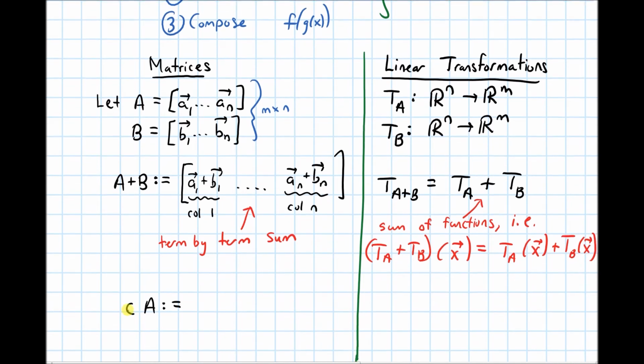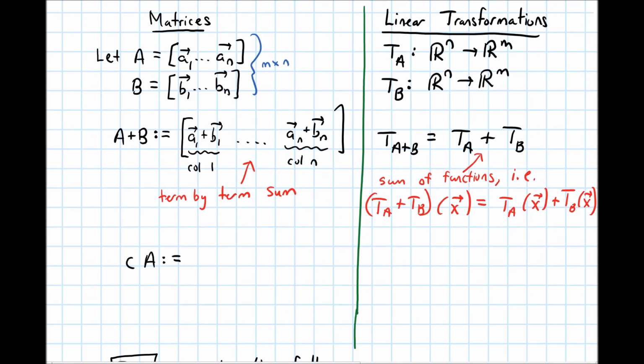Next, let's define what it means to multiply a matrix by some constant c. What you do there is you multiply c by each of the columns of A. So you'll do c times the first column, up until c times the last column. Saying this another way, each entry in the matrix is multiplied by that constant, whatever that number is.